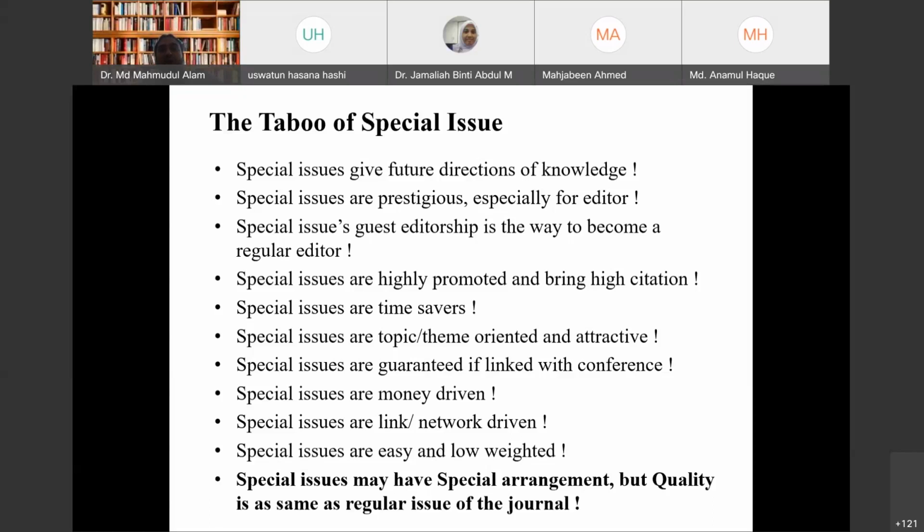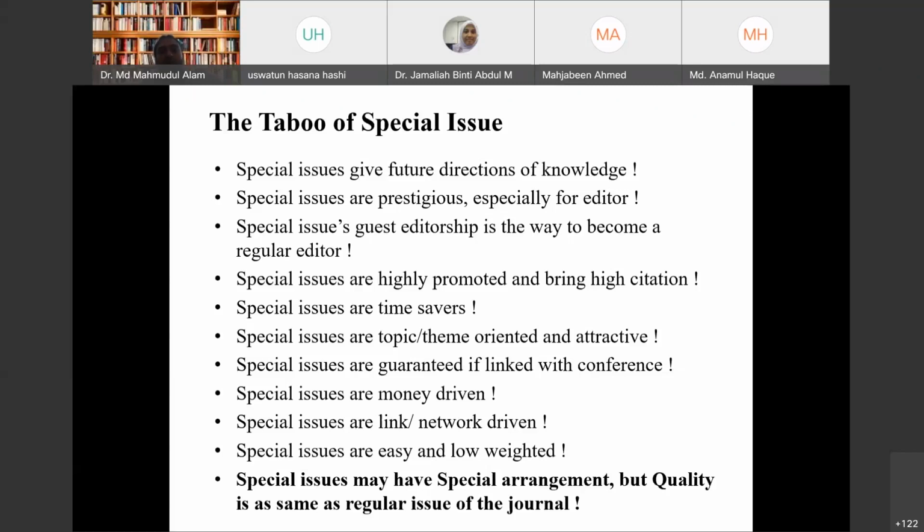Then special issues are highly promoted and bring high citations. In some cases they are highly promoted, and if you publish there, it brings high citations, and it is also topic oriented. So it may be highly focused, in some cases very highly focused. Suppose you see that now all the journals publish special issues on COVID-19. That is very highly focused, and it's now freely open access, and it has more citations.